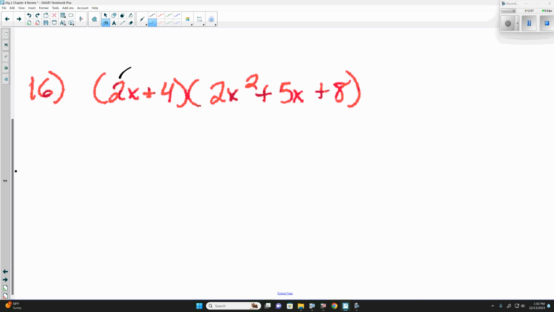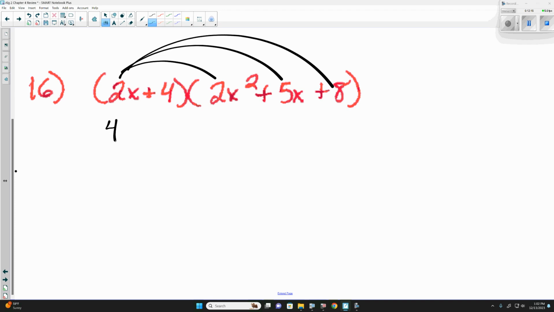So this is our multiplication. The first thing we're going to do is distribute the 2x. So we'll do 2x times 2x squared. Our 2 times 2 is 4. The x times x squared would be x cubed. Our 2x times 5x. 2 times 5 would give us positive 10. X times x is x squared. And 2x times 8, our 2 times 8 would be plus 16. And we still have the x.